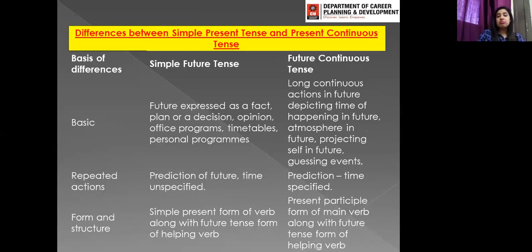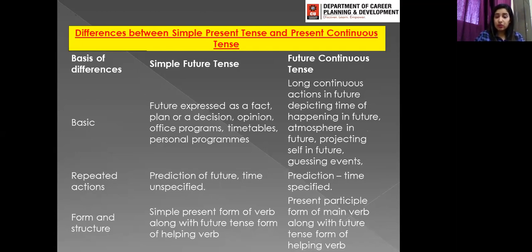Now coming to the main part of this video: the difference between these two tenses. We have discussed in detail what these tenses are, what the specifications of all three categories of sentences are, and what the uses are. Now we are clear with all the parts of these tenses, so we can very easily understand the difference between them.